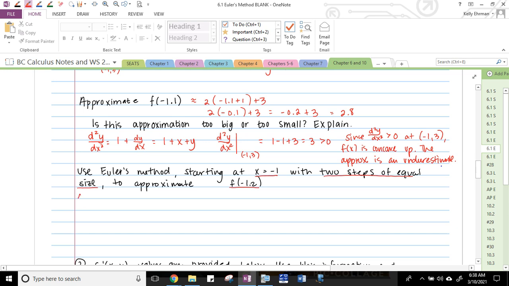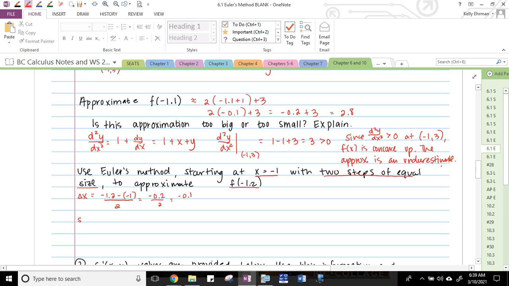Here's how you do this. First thing to do is figure out what your step size is. What is delta x? We want to go from our starting x value to our approximation. Since these are negatives, I'm going to write it as negative 1.2 minus negative 1. How many units are between those two values? Then I divide that by the number of steps, which is 2. So it's always the difference between your starting point and what you want to approximate, divided by the number of steps. Negative 0.2 divided by 2 is negative 0.1.